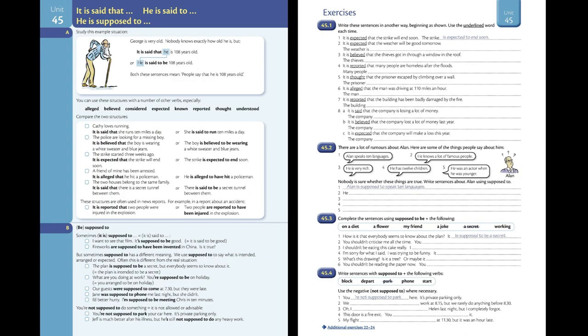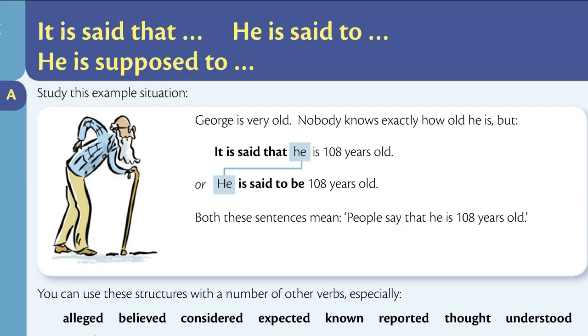Unit 45. It is said that, he is said to, he is supposed to. Section A. Study this example situation. George is very old. Nobody knows exactly how old he is, but it is said that he is 108 years old. Or, he is said to be 108 years old. Both these sentences mean people say that he is 108 years old.